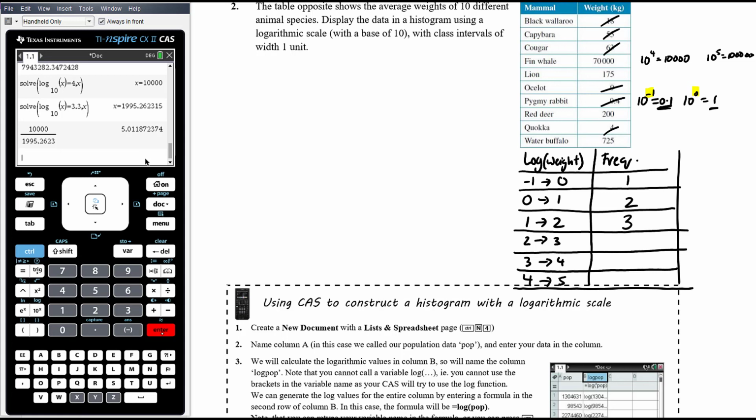2 to 3 is 10 to the power of 2, which is 100, to 10 to the power of 3, which is 1,000. So any weights between 100 and 1,000, we've got 1, 2, 3 of those. Then 10 to the 3 to 10 to the 4 is between 1,000 and 10,000. We don't have any of those, but we do have the one, the fin whale, between 10,000 and 100,000. And then we can create our histogram.